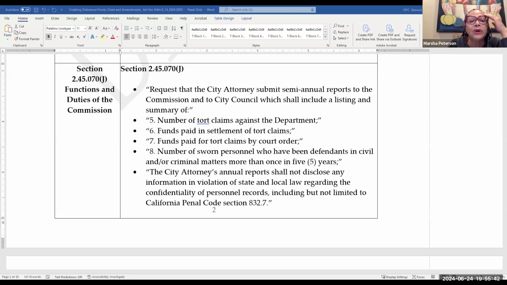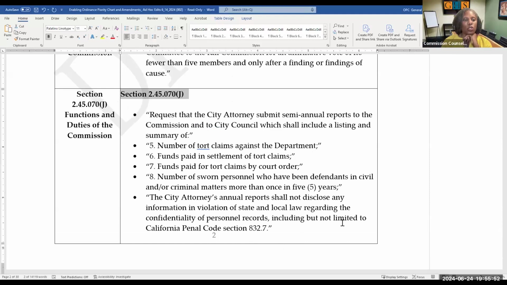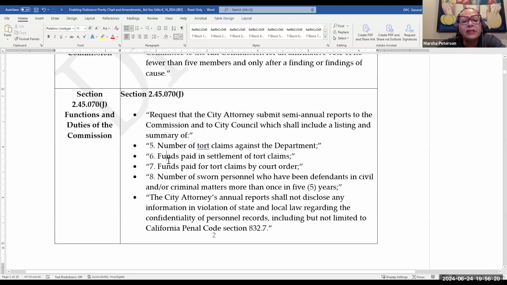Was that last bullet already in the enabling ordinance, or is this something additional we're asking? This was additional, and I apologize. It is actually section 2.45.070I. That first part of the sentence, requesting that the city attorney submit reports to the commission, is already in the enabling ordinance. We've added 5, 6, 7, 8, but what is this last bullet? It seems awkward.